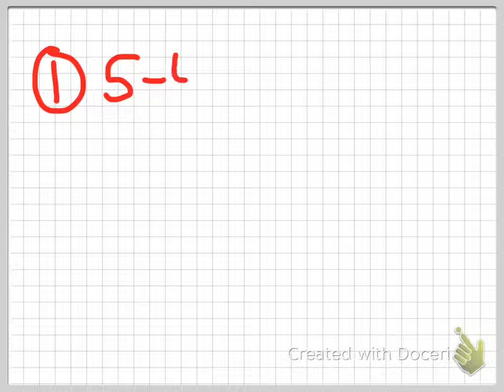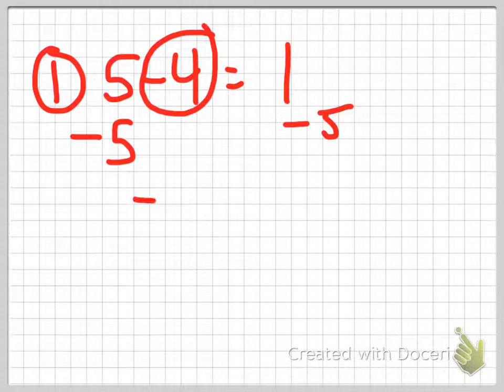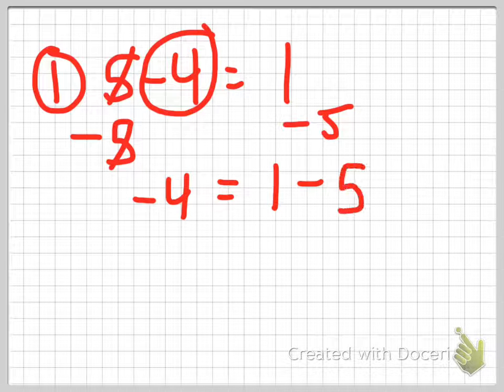If you look at your notes, look at number 1. I have 5 subtract 4 equals 1. Now, I want to solve for this term. Subtract 4, negative 4. I'm going to subtract 5 from both sides. That will zero out the 5, and I will be left with 1 subtract 5.